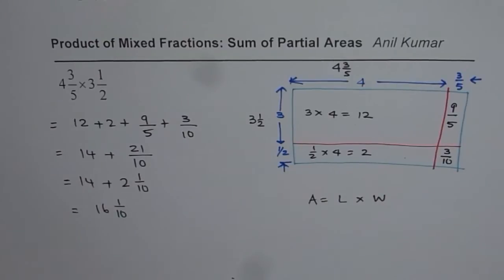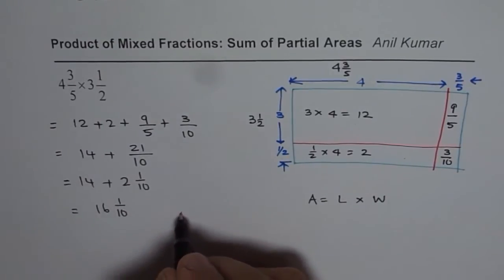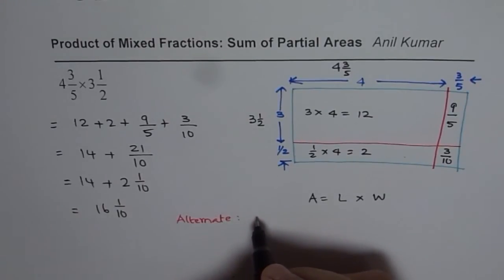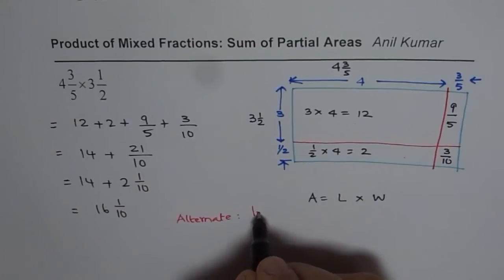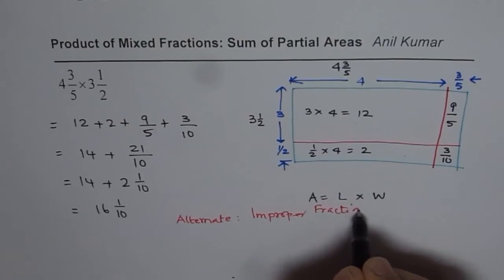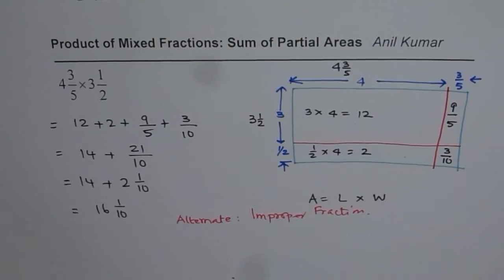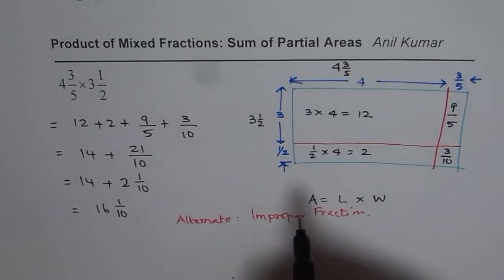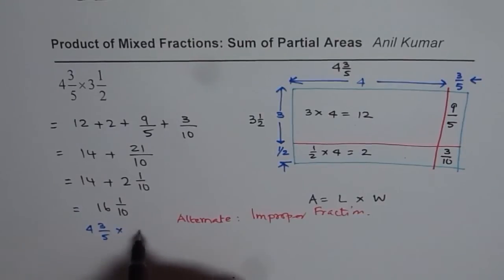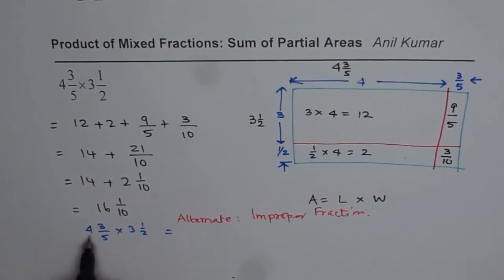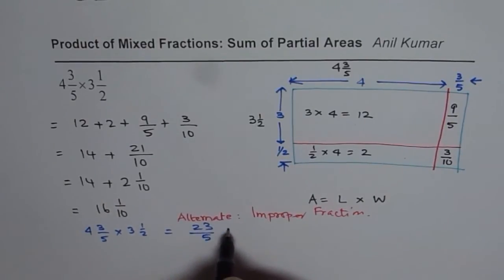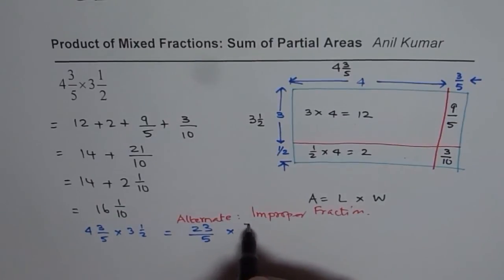Let me also multiply this with the alternate method, and as you know the alternate method is to convert them to improper fractions. So we need to convert them to improper fractions and then multiply. Let's do that method also just to completely get the concept. We have 4 3/5 times 3.5. That could be written as 4 times 5 is 20, 20 plus 3 is 23/5, times 3.5, that is 7/2.